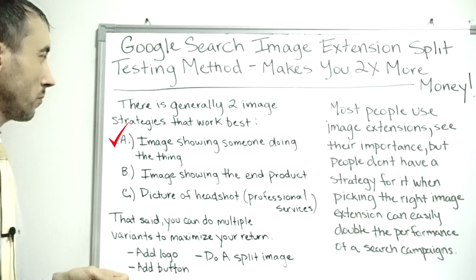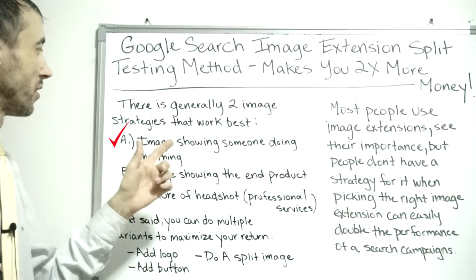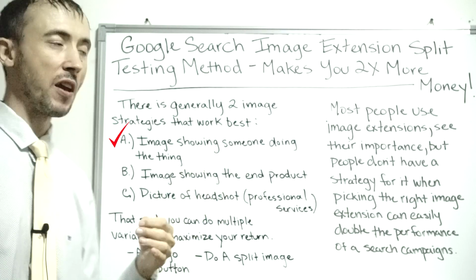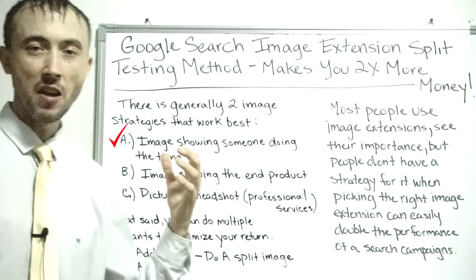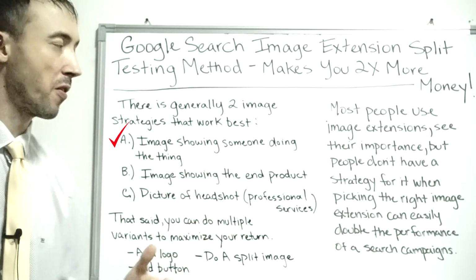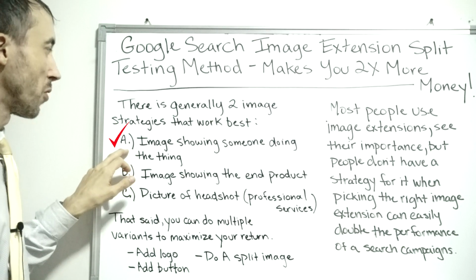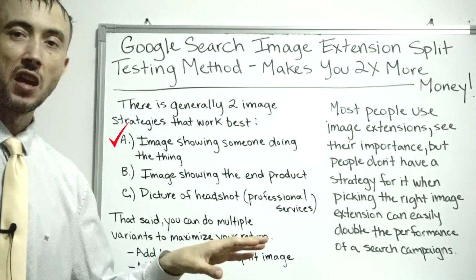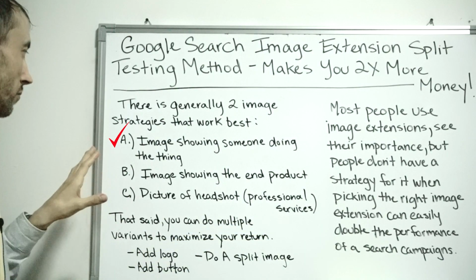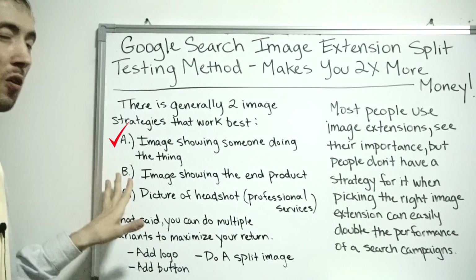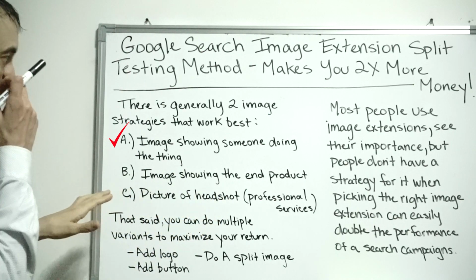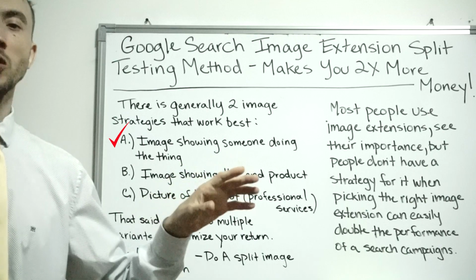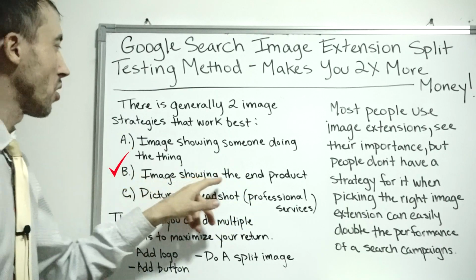So with that said, think about in your market, what are people thinking about the most? Because obviously not everybody's going to think the same way, but what are they thinking about the most? For most of you guys, it'll be showing somebody doing the thing. If you're doing, of course, e-commerce, you're selling products, that's not going to obviously apply to you so much. For most people, it's going to be the second one, image showing the end product.